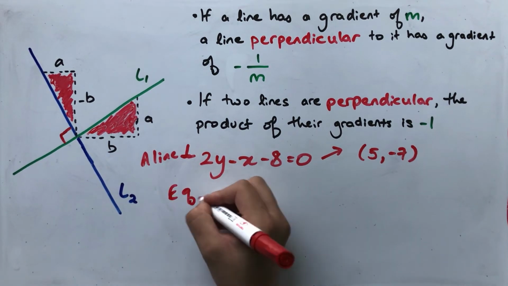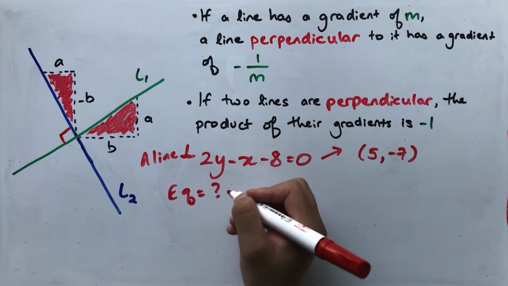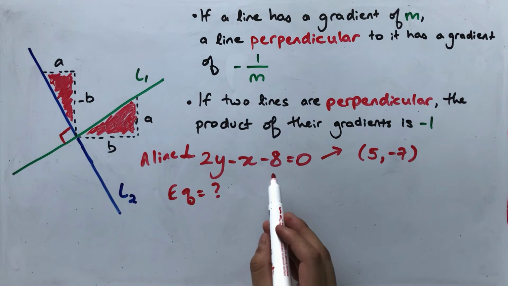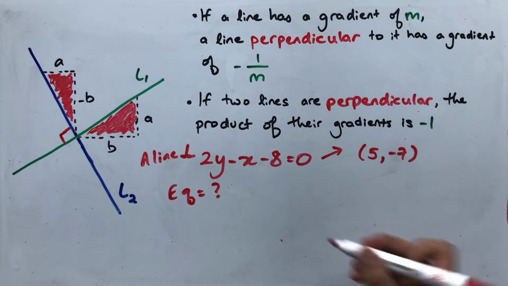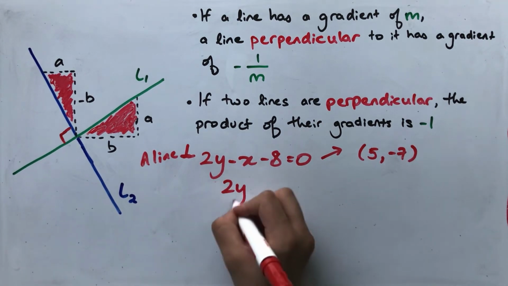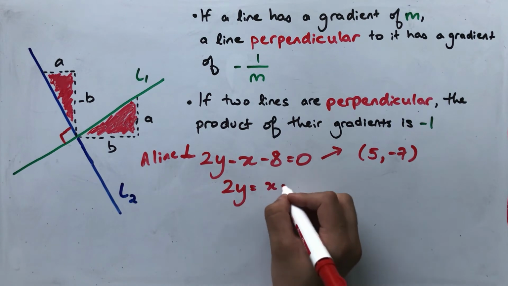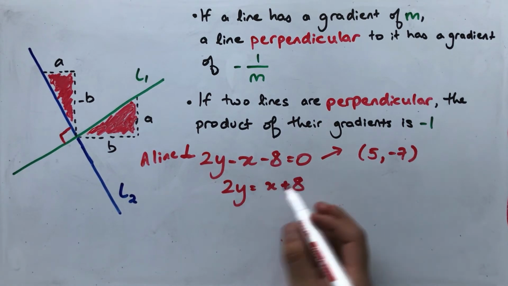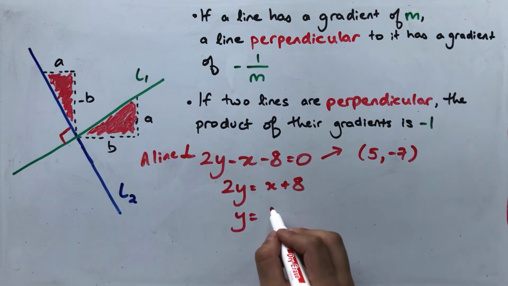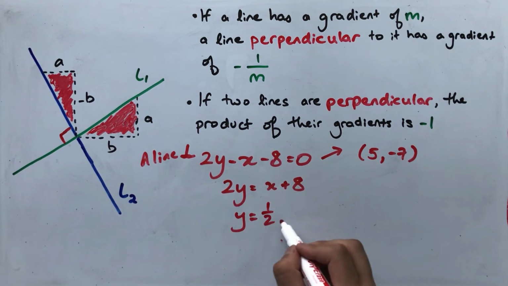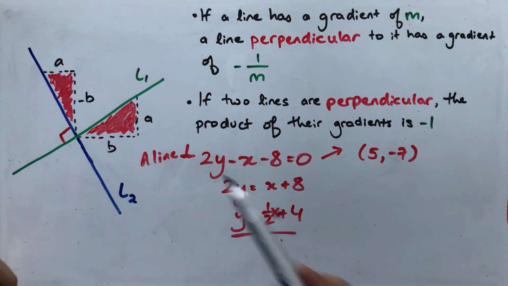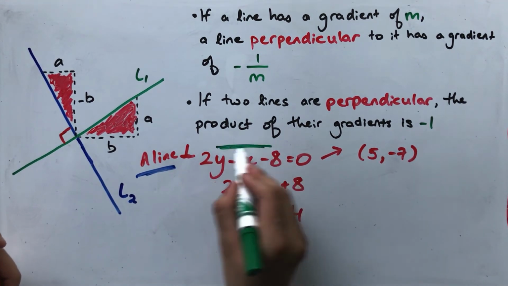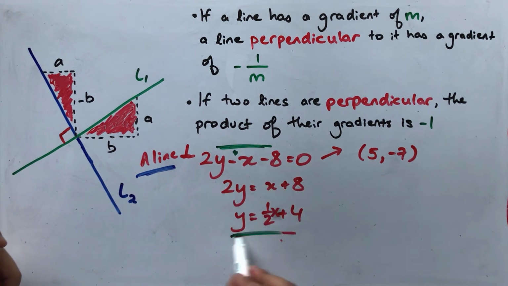and you want to find the equation of that line, okay? So to do so, first we have to rearrange this into y is equal to mx plus c. Remember in the last video we did that? So if we take this, 2y is equal to x plus 8, right? We just added x and 8 to both sides, and we get y is equal to a half x plus 4. So there's a blue line that is intersecting a green line. This is the equation of the green line, okay?